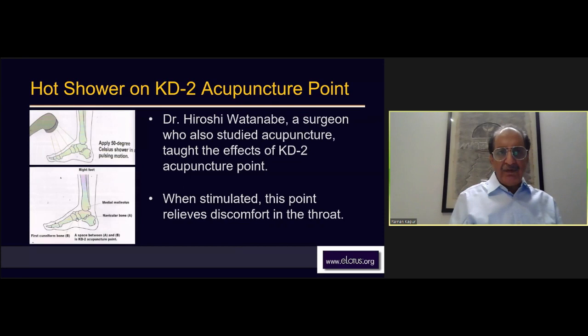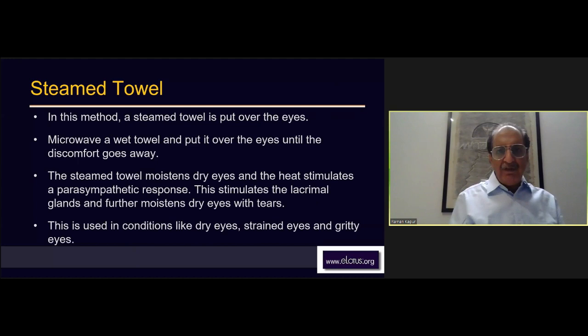And Dr. Hiroshi Watanabe, again a surgeon from Japan, also studied acupuncture and taught the effects of the kidney 2 acupuncture point. He found that when he stimulated this point, it immediately got the patient relief from his soreness in the throat. And so you can also apply hot shower at the acupuncture kidney 2 points. Steam towel. This is a very good method, which Professor Nagata talks about a lot, of putting a steam towel over the eyes. He says you can microwave a wet towel and put it over the eyes until the discomfort goes away. This is very good for dry eye syndrome, and this stimulates the lacrimal glands and is useful for dry eyes, strained eyes, and gritty eyes.